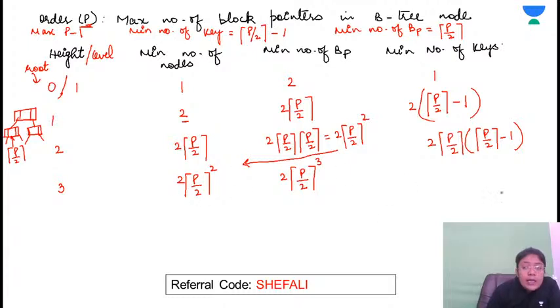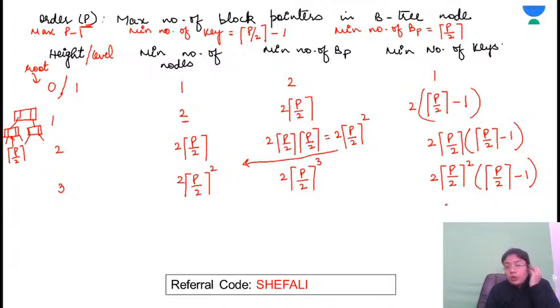And these many nodes are there: 2 by p by 2 square nodes. And in each node, the number of keys are p by 2 minus 1. Is it clear till here? Have you observed this pattern? Yes or no?